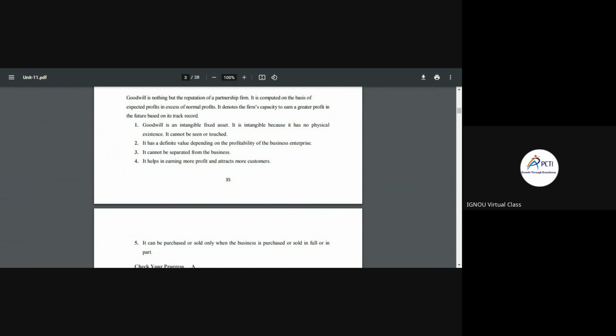First one is goodwill is an intangible fixed asset. It is intangible because it has no physical existence. It cannot be seen or touched. Second one is it has a definite value depending on the profitability of the business enterprise. Third one is it cannot be separated from the business. Fourth one is it helps in earning more profits and attract more customers. Fifth one is it can be purchased or sold only when the business is purchased or sold in full or in part.